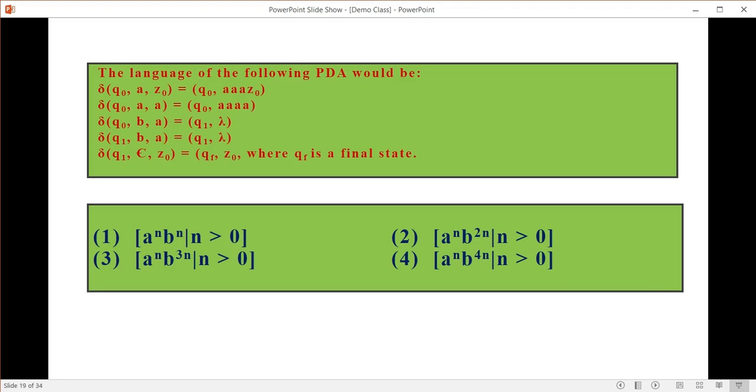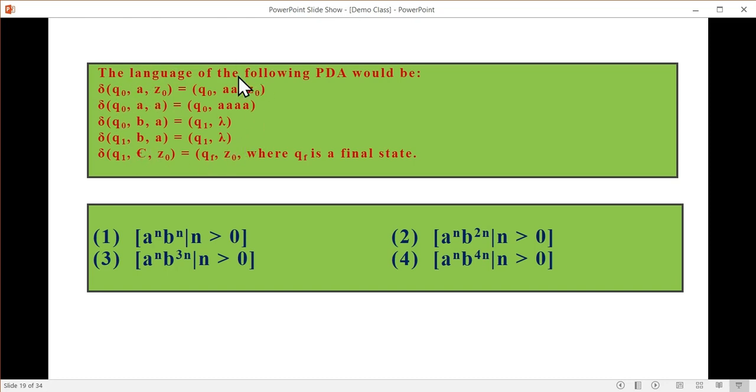From the PDA, that is pushdown automata, TOC. So this question is: the language of the following PDA would be. This is the June 2024 exam, first exam question, June 18th question. So the language of the following PDA would be.